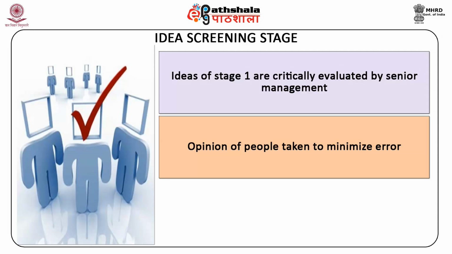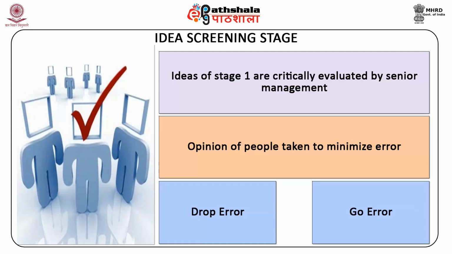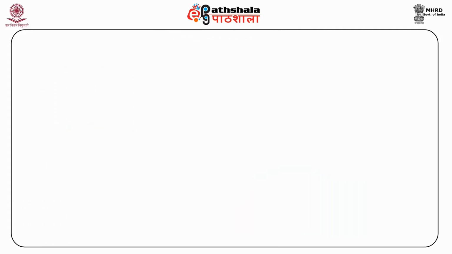At the screening stage, the company must avoid 2 types of errors: a drop error, which occurs when the company dismisses an otherwise good idea, or a go error, which occurs when the company permits a poor idea to move into the development and commercialization stage. The purpose of the screening is to analyze the ideas carefully and avoid committing both types of errors.